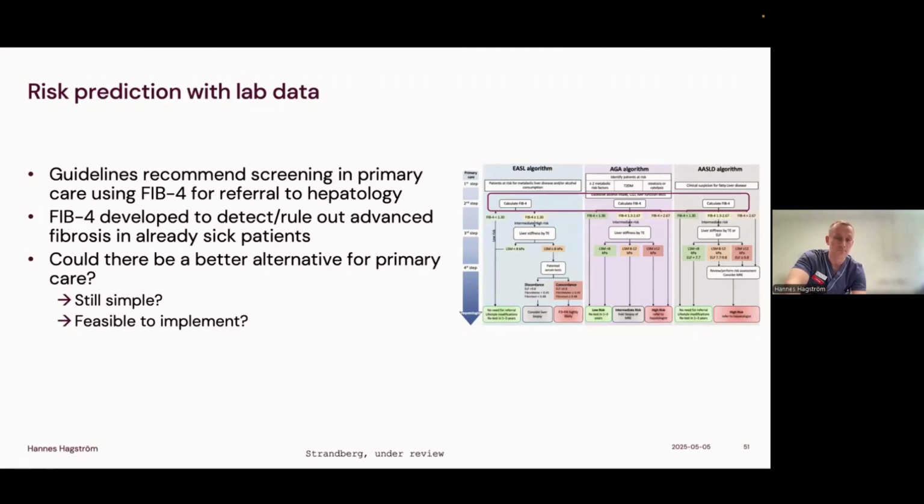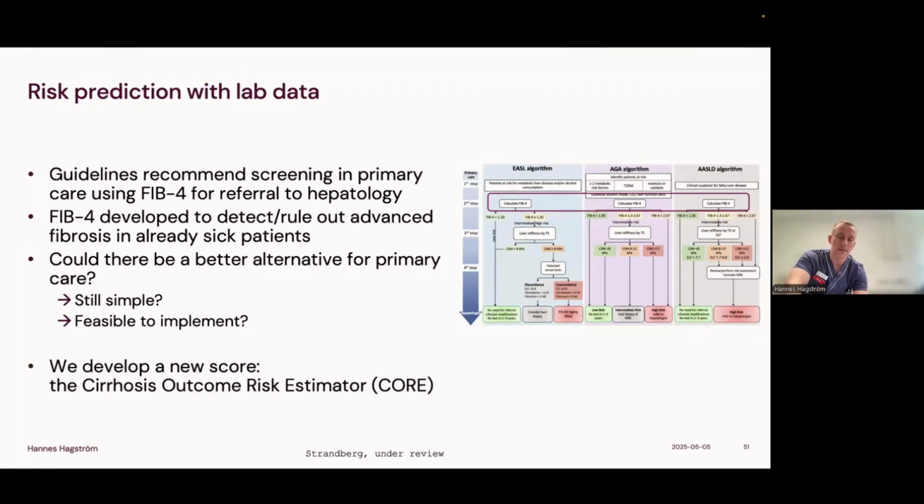So could there be better alternatives for primary care that are still simple and feasible to implement? This is why we were interested in this, and this is unpublished data. We hope to get it out soon. It's been under review for quite some time now, but it's called the Cirrhosis Outcome Risk Estimator, or CORE. It's a bit of a copycat from the cardiology field, where they use SCORE. You probably know about SCORE too for cardiology risk assessment.